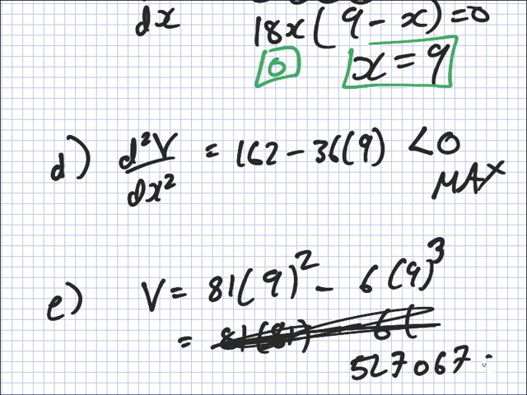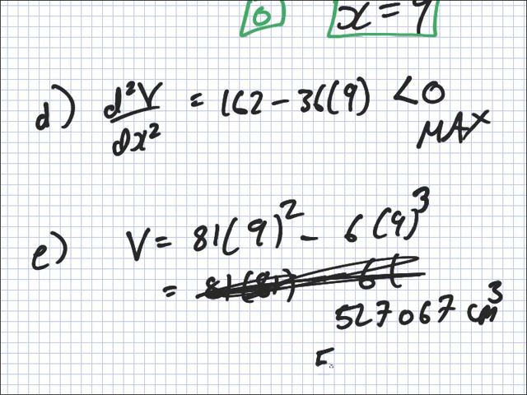527067. How do you make it cm cubed? How do you make it 3 significant figures? Yeah, 3 significant figures would be 527000 cm cubed. Again, this is all reasonable, I think. There wasn't anything outrageously difficult here. I mean, it's just a cubic you have to differentiate, really.